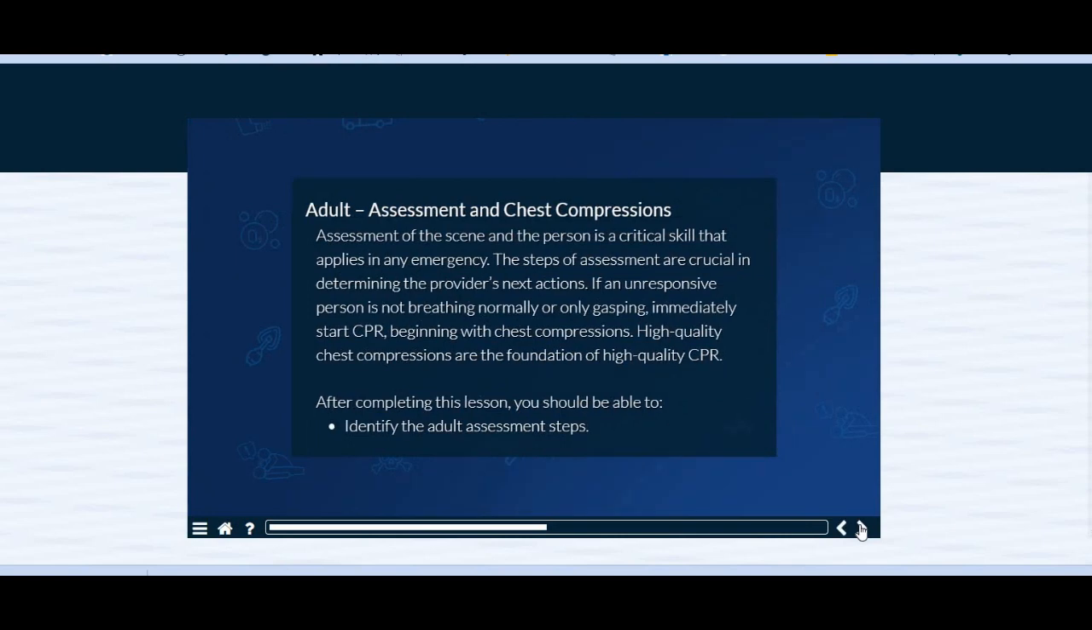Assessment of the scene and the person is a critical skill that applies in any emergency. The steps of assessment are crucial in determining the provider's next actions. If an unresponsive person is not breathing normally or only gasping, immediately start CPR, beginning with chest compressions. High-quality chest compressions are the foundation of high-quality CPR. After completing this lesson, you should be able to identify the adult assessment steps.